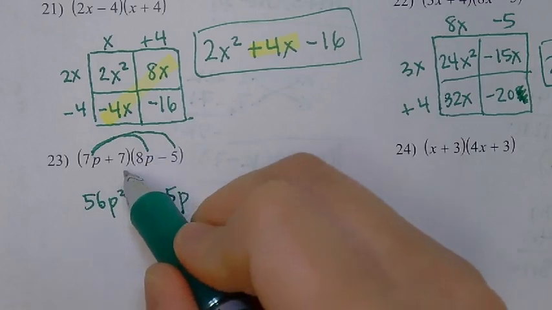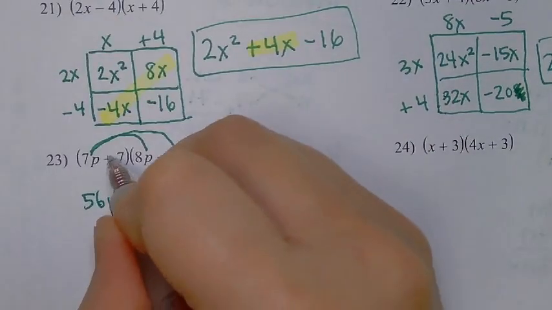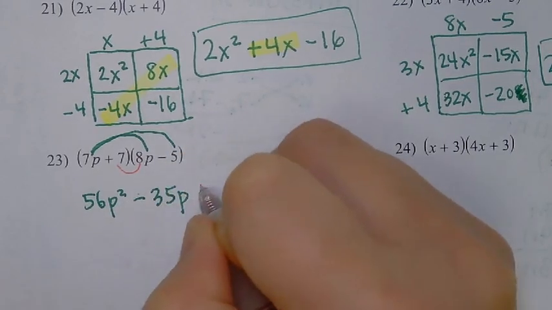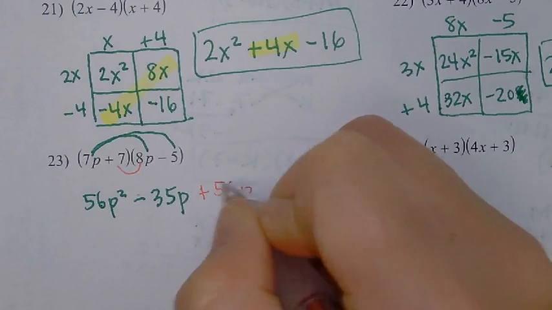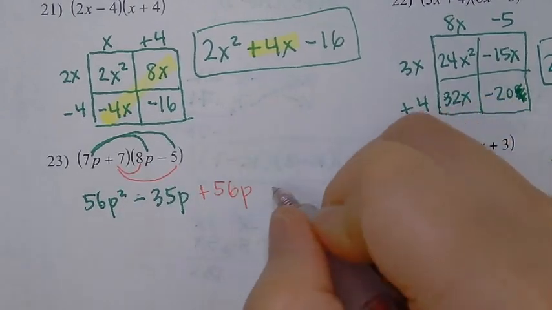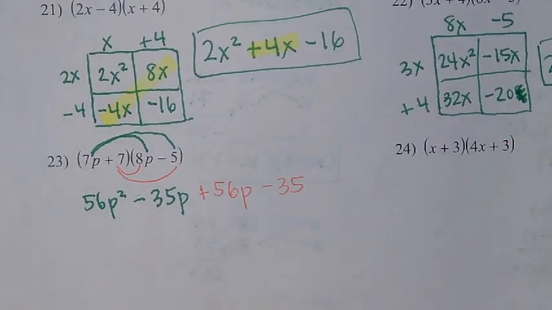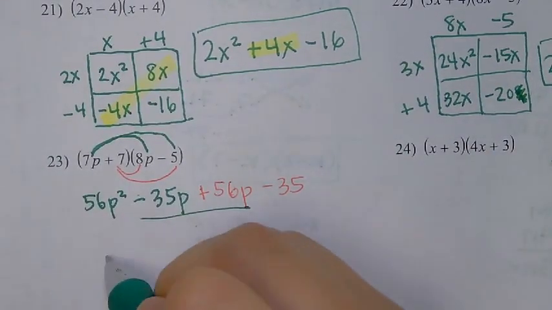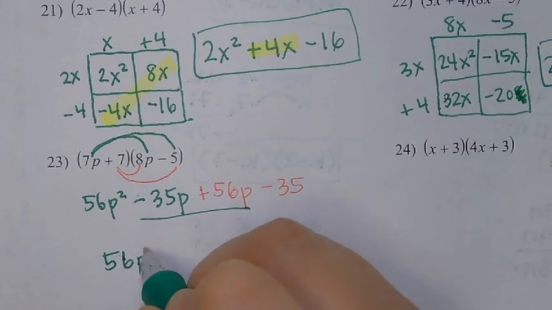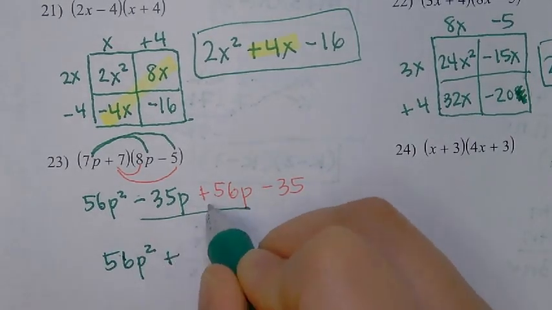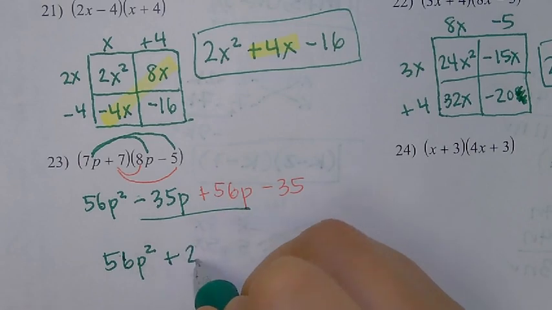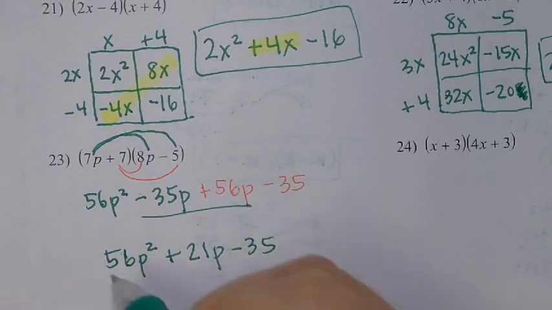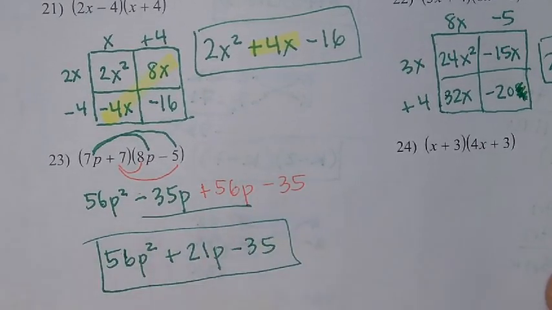Okay. Then we're going to do the bottom. 7 times 8p is going to be plus 56p. 7 times negative 5 is going to be negative 35. All right, and we're going to combine our like terms. Our like terms are right here. So it's going to be 56p squared plus 21p minus 35. There we go. Good to go.